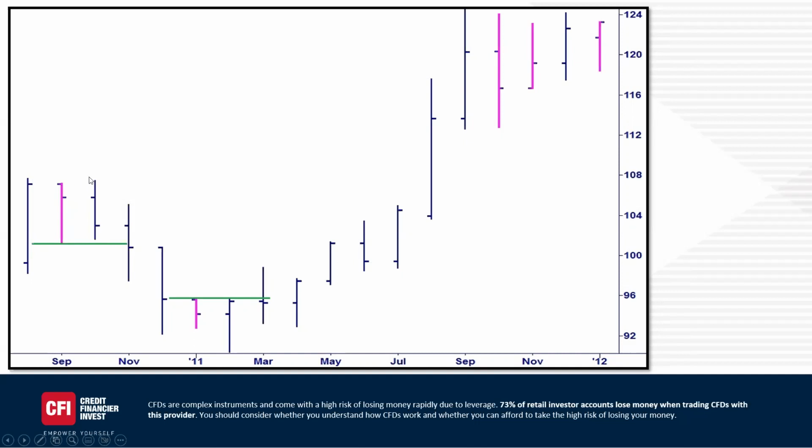And just kind of digressing a little bit, I think the reason why this works is because people who bought the break of the inside bar, they tend to put their stop losses on the other side of it. That's usually what technical traders do. If they buy the break of a high, they put the stop on the other side of it usually.